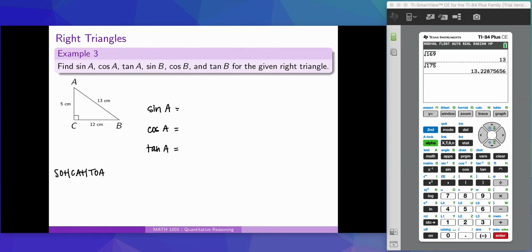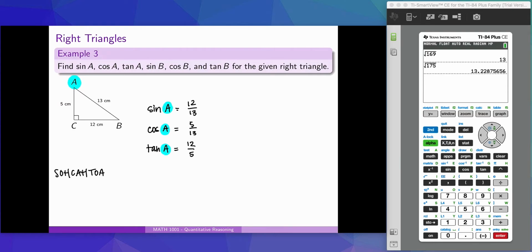All right, so sine is opposite over hypotenuse, and I want the sine of A. So I'm right here at A, and these are in blue to help me remember my point of view. From A, my opposite is 12 and my hypotenuse is 13. So this will be 12 over 13. The cosine is adjacent over hypotenuse. From this point of view, 5 centimeters is my adjacent leg, over 13 centimeters is my hypotenuse. So 5 over 13. And then tangent is opposite over adjacent. From the point of view of A, opposite is 12, adjacent is 5. So 12 over 5.